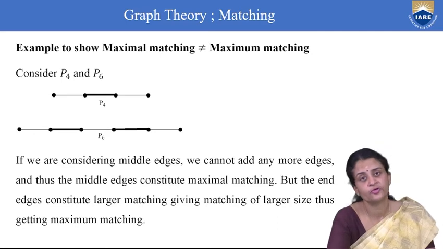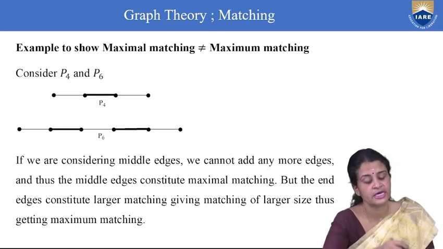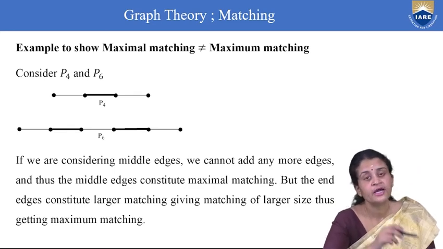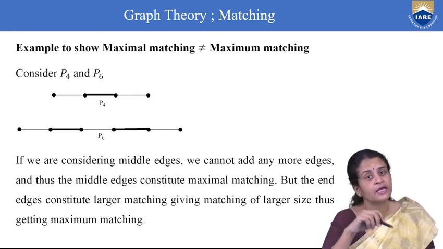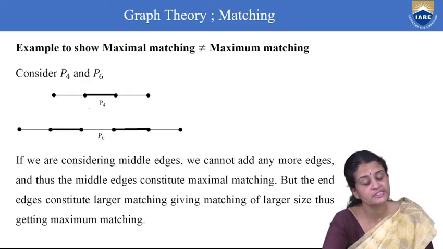Now consider this P4. P4 means a path with 4 vertices, and now P6. Just taking this P4, I can take 2 different matchings. Consider the middle edges, and also consider this P6 with its middle edges. This is the maximal matching in this. Heavy lines are maximal matchings in these 2 graphs. Are they maximum? No. Why is it a maximal matching? Because we cannot add any more edges to this.